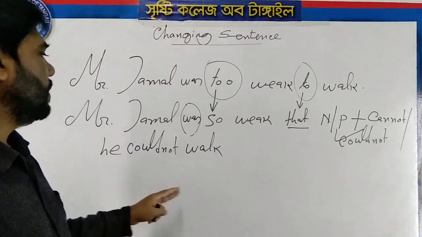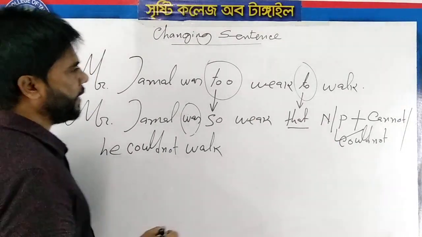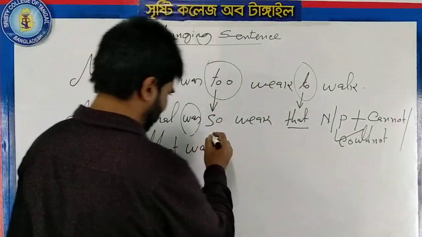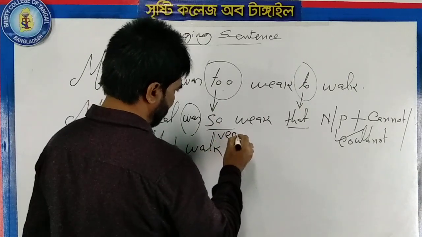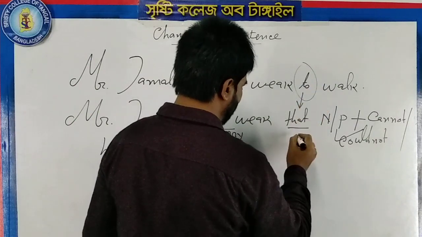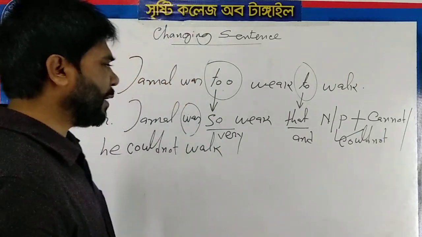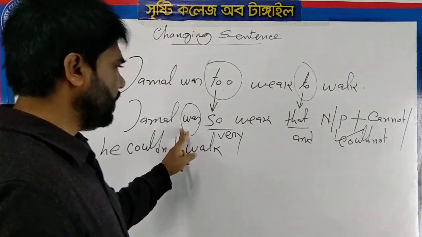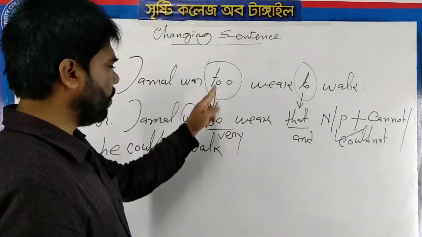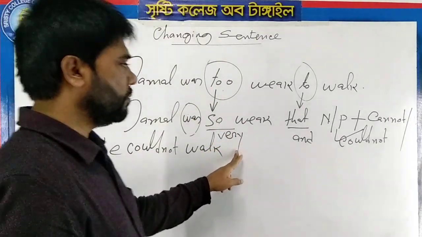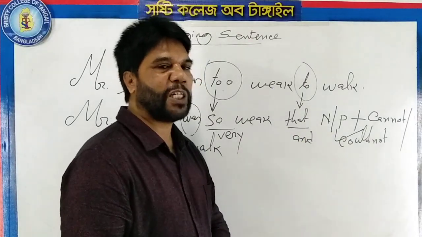However, now we will transfer or change this to compound. Actually, for compound, at the place of so or too we use very, and at the place of to or that we use and. That means we are going to change this sentence to compound from complex. Then our answer will be okay.